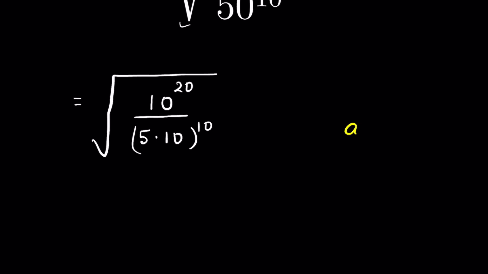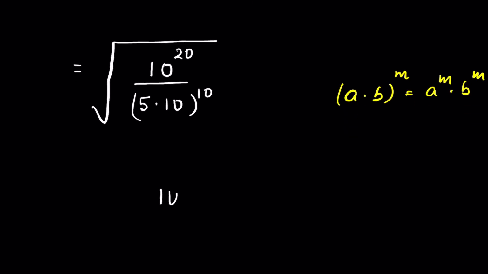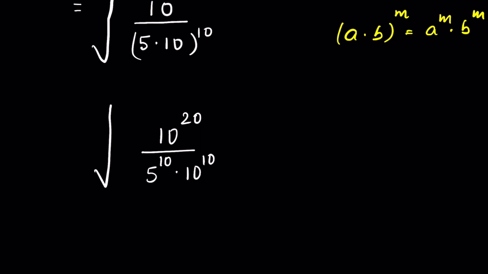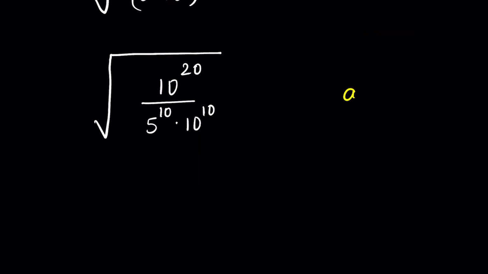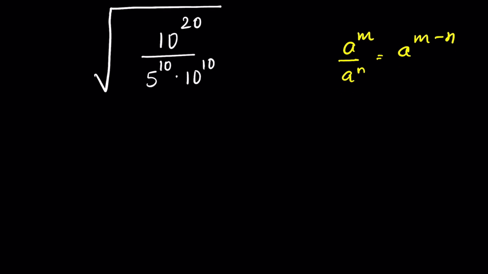When a times b whole raised to the power m, this is equal to a raised to the power m times b raised to the power m. Therefore, it will be 10 to the power 20 upon 5 to the power 10 times 10 to the power 10 under square root. Now, there is an identity: a raised to the power m upon a raised to the power n is equal to a raised to the power m minus n. Then this will be 10 to the power 20 minus 10 upon 5 to the power 10 under square root.